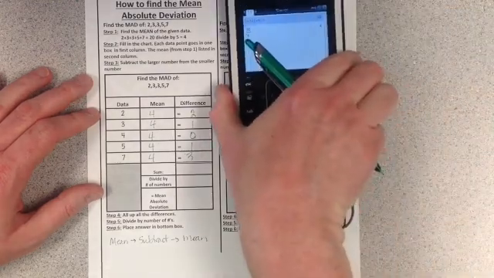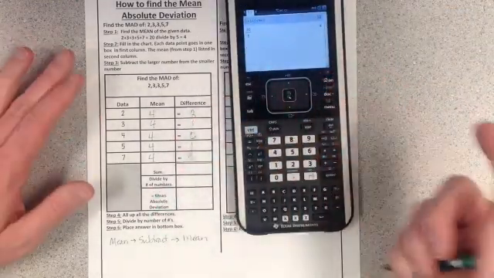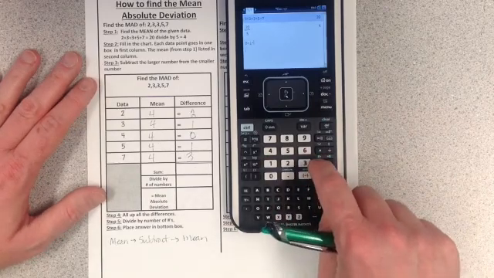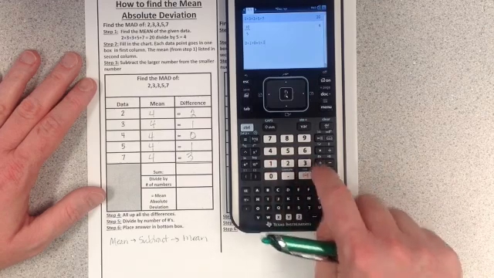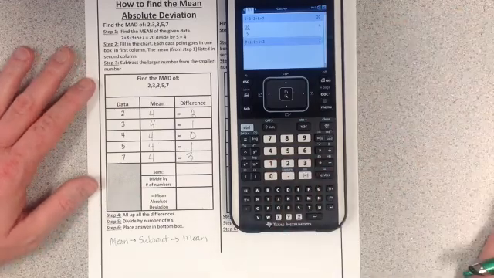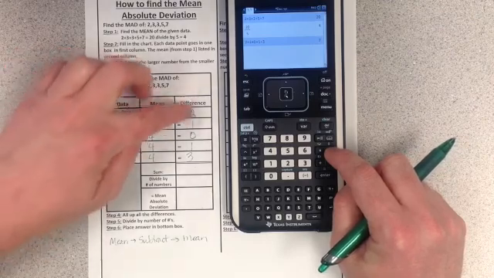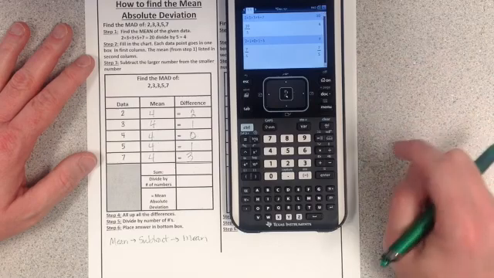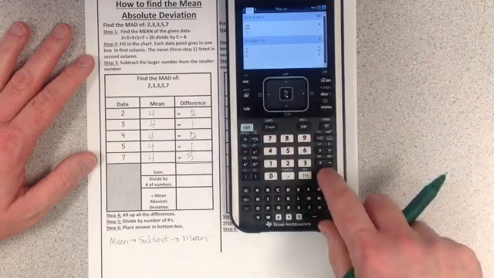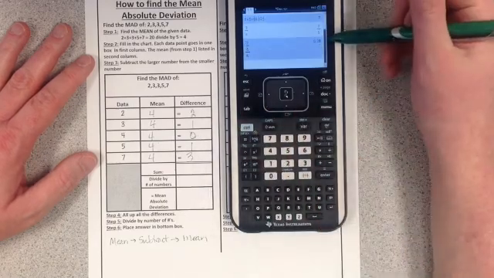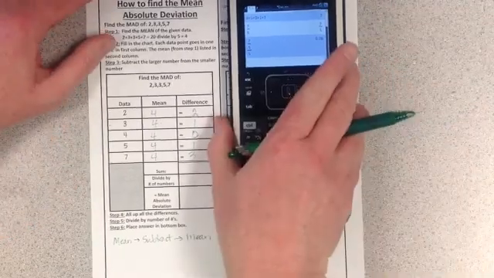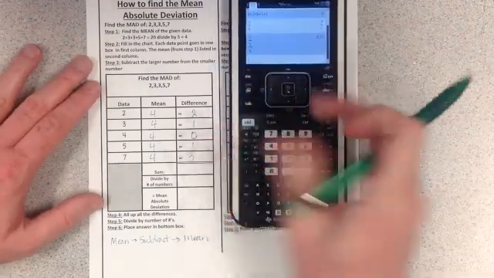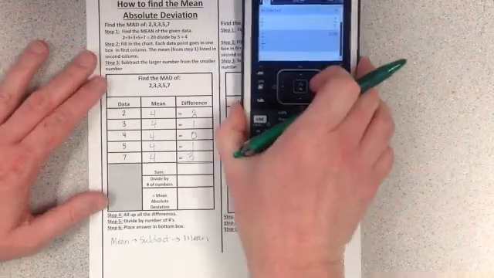And so the last step is to find the average of those numbers. So I'm going to add them together, 2 plus 1 plus 0 plus 1 plus 3, and I get 7. And so 7 I divide by 5, because that's how many numbers I have, and you get 7/5. So I want you to do Control Enter to find what the decimal is, and the decimal is 1.4. But the instructions up here at the top say to round to the nearest tenth if we need to.